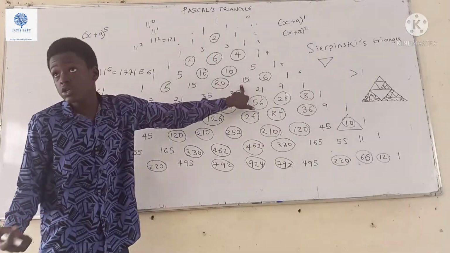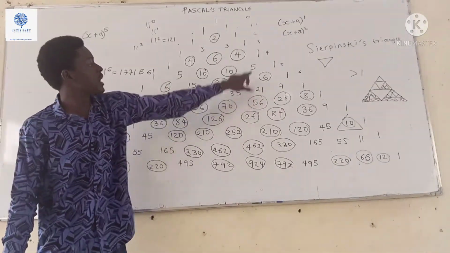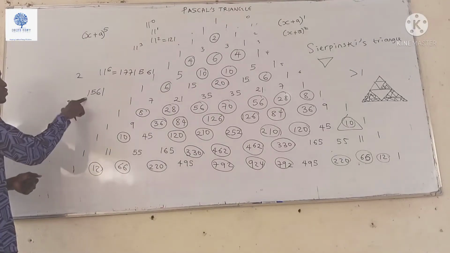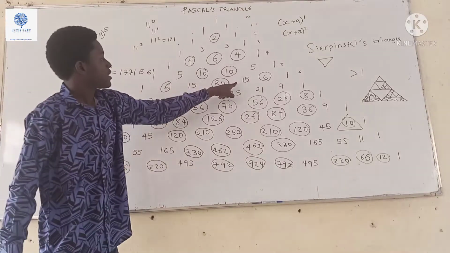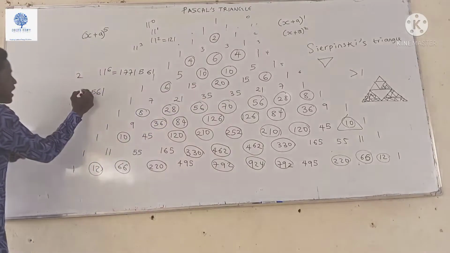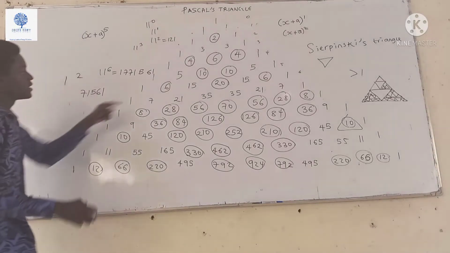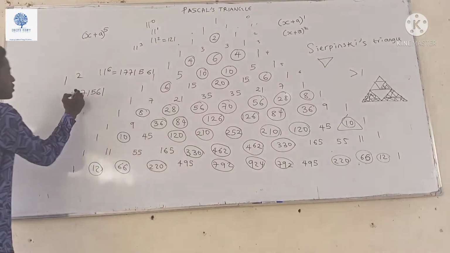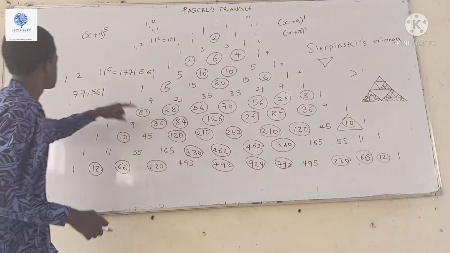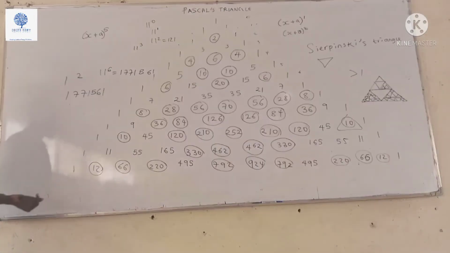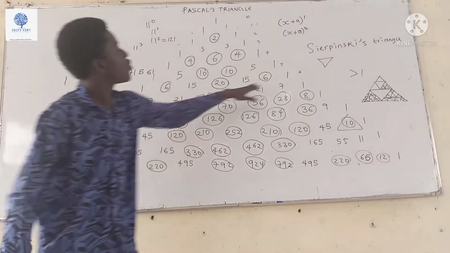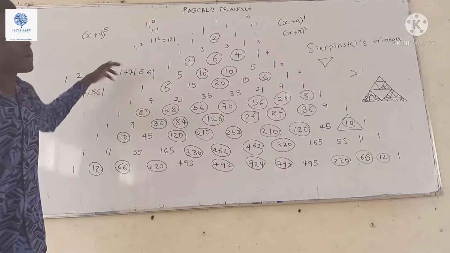Now I will carry 1, just like when you are doing addition. I will carry 1 and add to 20. I have 21. I write 1, carry 2. Now that 2 added to 15, you have 17, write 7, carry 1. That 1 added to 6, you have 7. And then that 1 that we added to 6, you can drop it down now to get 1. So you can see that we used this row to get back to 11 raised to the power of 6.